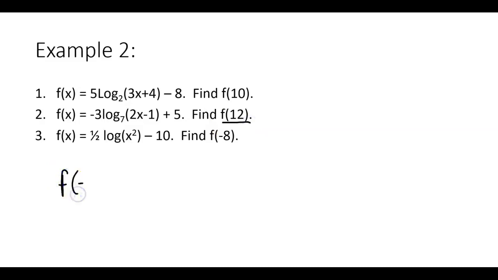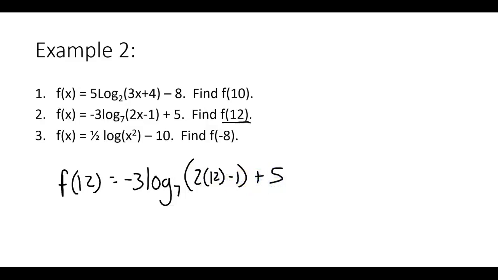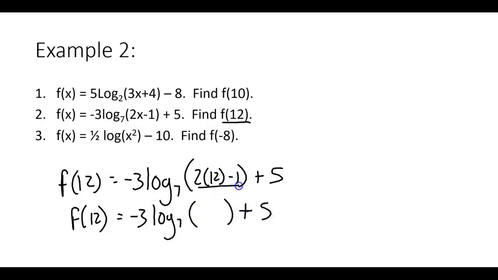So let's do that. All right. So what would I do first? We said let's do the parentheses first, right? So 2 times 12 minus 1. That would be 23. What do I do next?